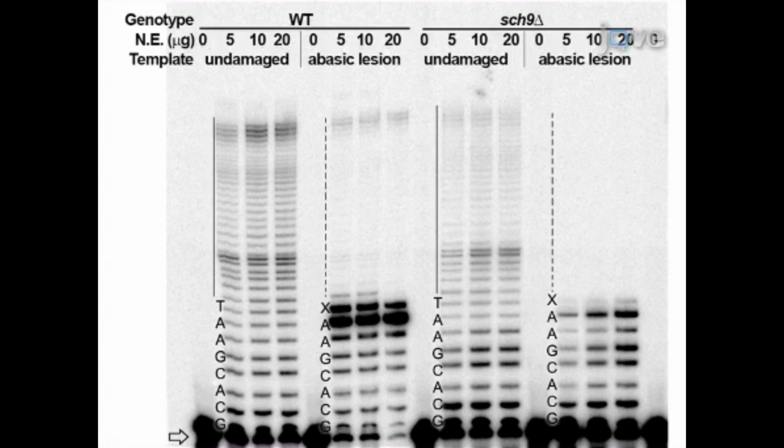Nuclear extracts from 3-day-old stationary phase wild-type and SCH9 delta mutant cells were analyzed. TLS products with undamaged template are indicated by solid lines, and TLS products with damaged template are indicated by dotted lines. There was no translesion synthesis observed in nuclear extracts from the long-lived SCH9 delta mutant. Free primers are indicated by the open arrow.